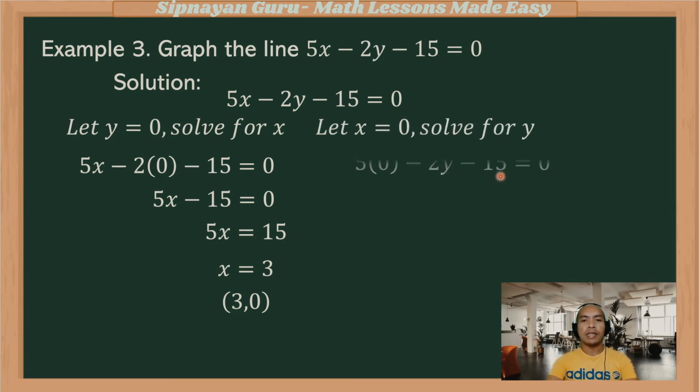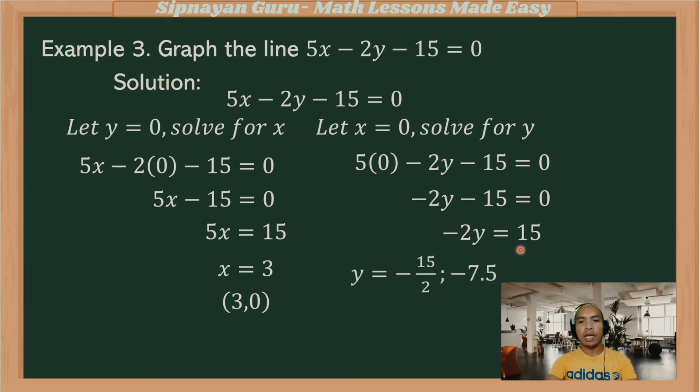Now, let's solve for the y-intercept. Let x be equal to 0. Substitute, so 5 times 0 minus 2y minus 15 equals 0. So 5 times 0 is 0. Just copy negative 2y. Copy negative 15, this is equal to 0. So by the addition property of equality, transpose 15 to the other side. So that would be positive 15. And divide both sides by negative 2 to solve for y. So therefore, our y is negative 15 over 2. In decimal, negative 7.5. The ordered pair is (0, negative 15 over 2).